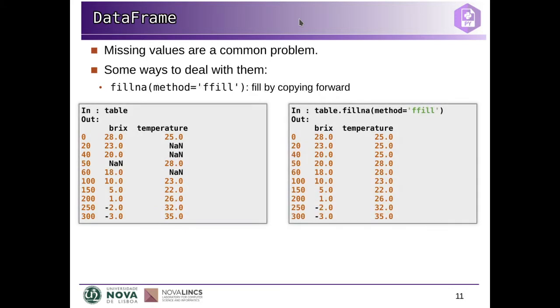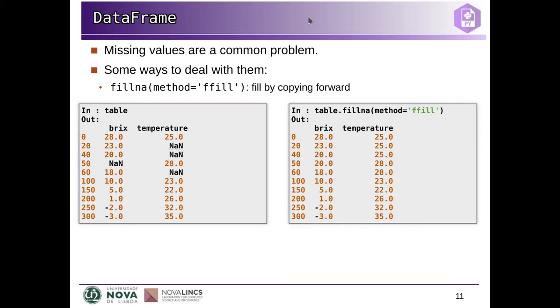Another method is to fill the missing values, either by copying from the previous non-missing values, so copying forward, and this is the ffill, forward fill. In this case, for example, we have two missing values here, but this entry has a value. So this will be copied twice, and we get 25, 25, 25 here. The same happens here, the 20 will be copied forward.